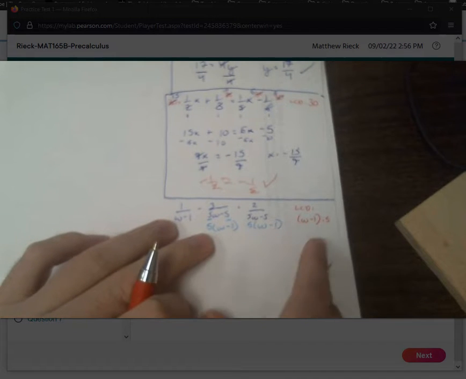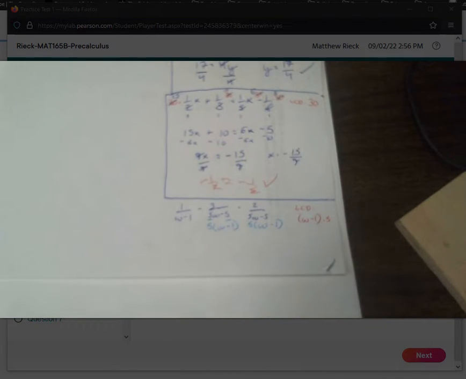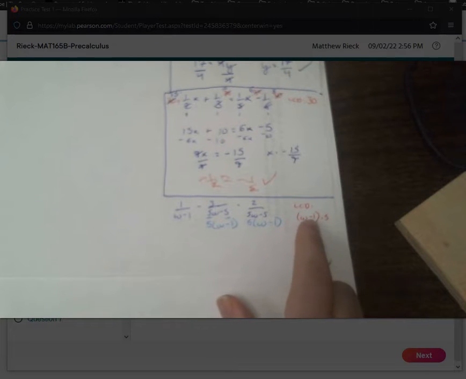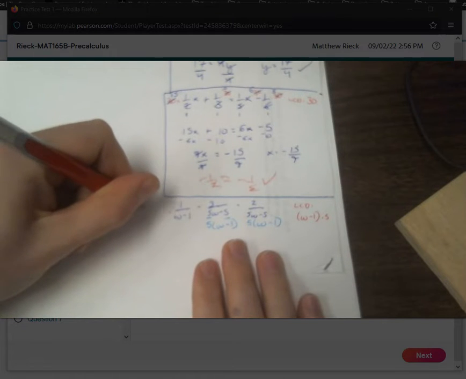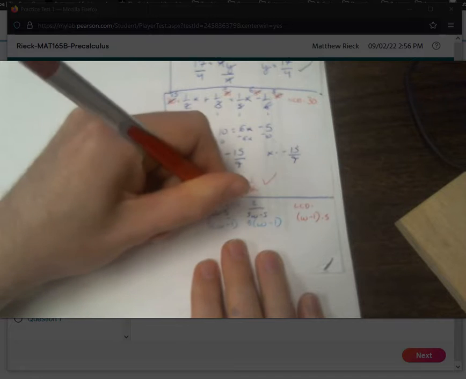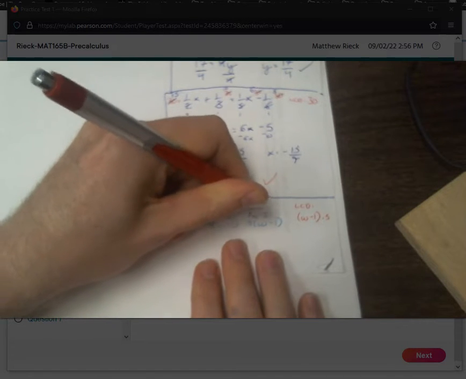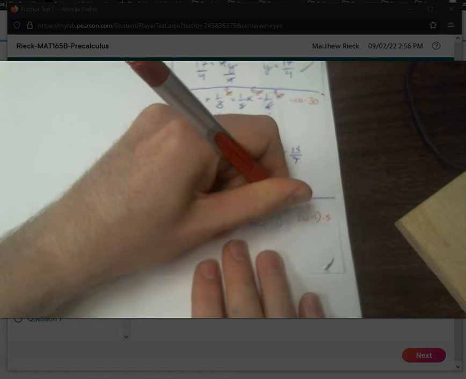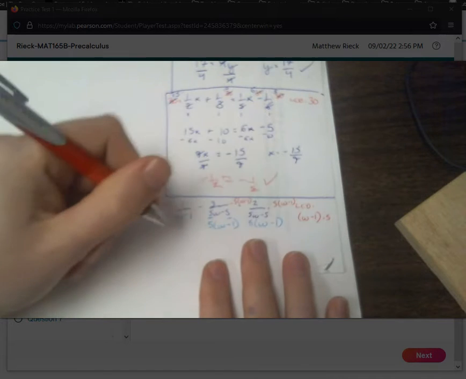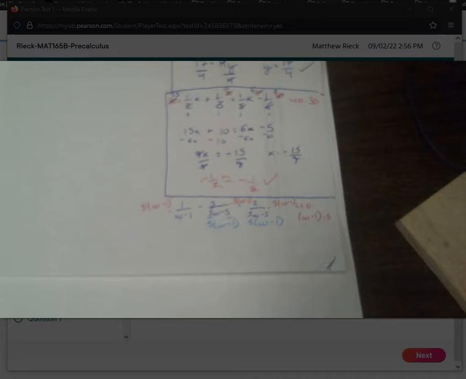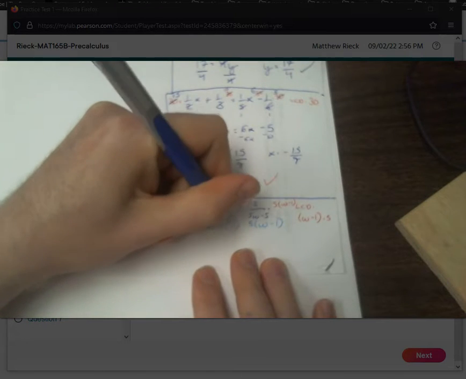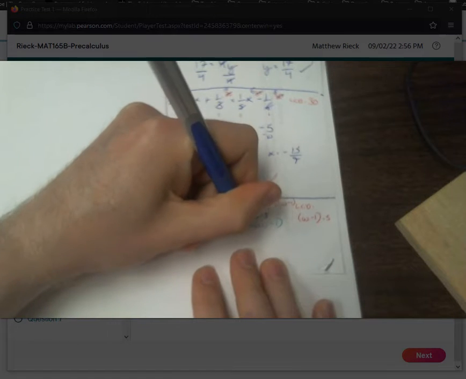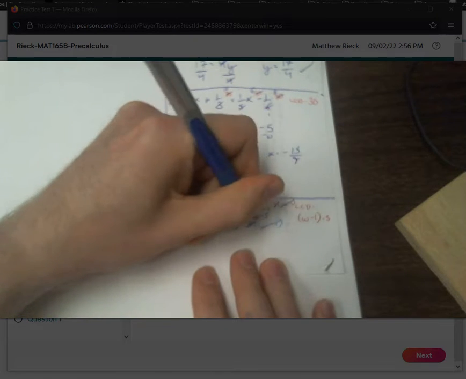And over on this side, we've already accounted for the 5 and the w minus 1. So this is going to be my least common denominator. So 5 times w minus 1, or 5w minus 5. Which again, you're just going to multiply each of your terms by that least common denominator. For this first one here, the w minus 1s will cancel. Here they both end up canceling. And here they also both end up canceling.